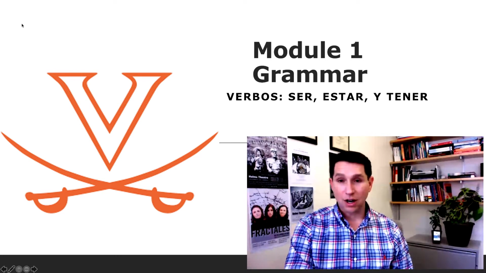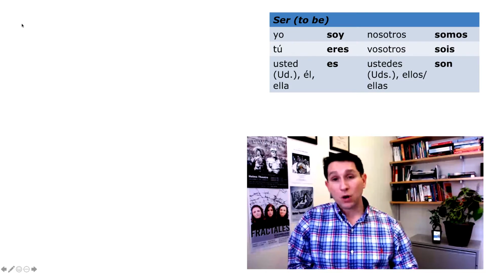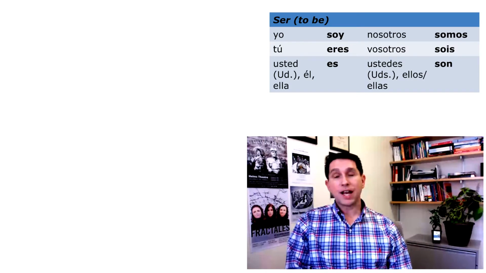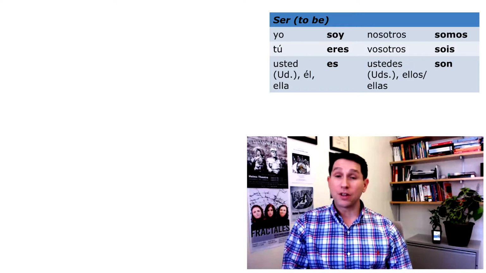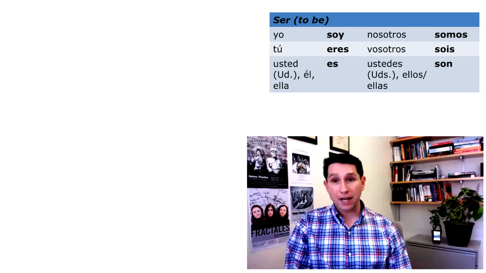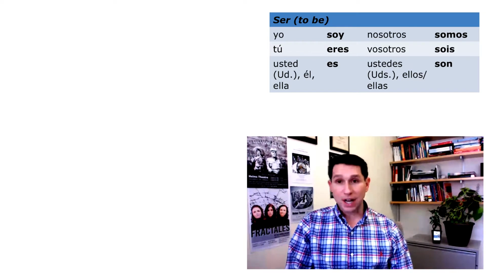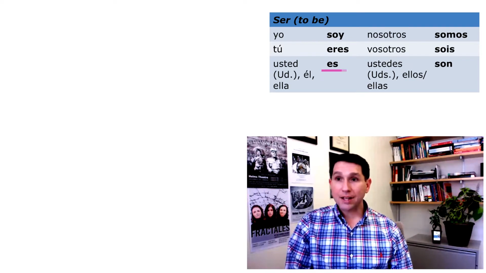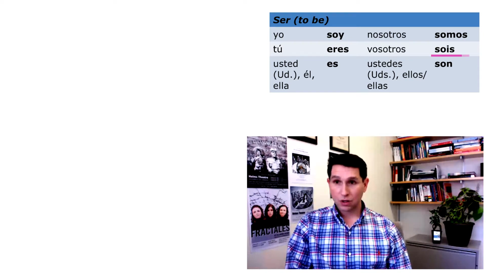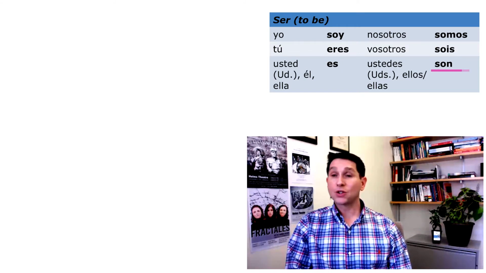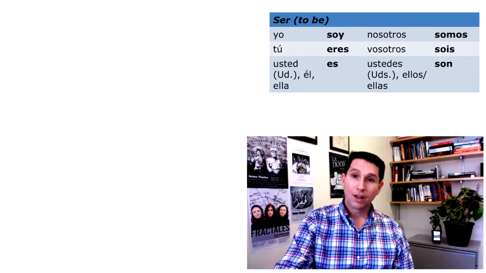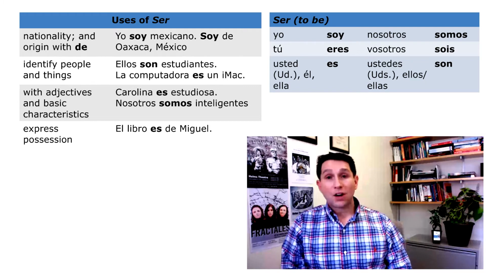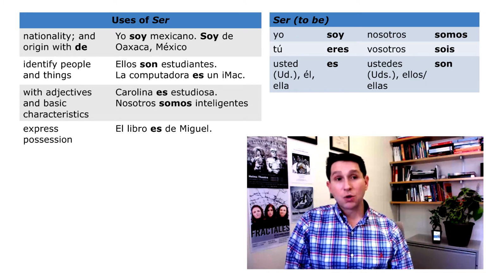So let's get started. The first verb we're going to do is ser. Ser is one of the two to-be verbs in Spanish. The conjugations of ser are soy, eres, es, somos, sois, y son. The uses of ser vary. For this module, we'll be talking about a few of the uses.